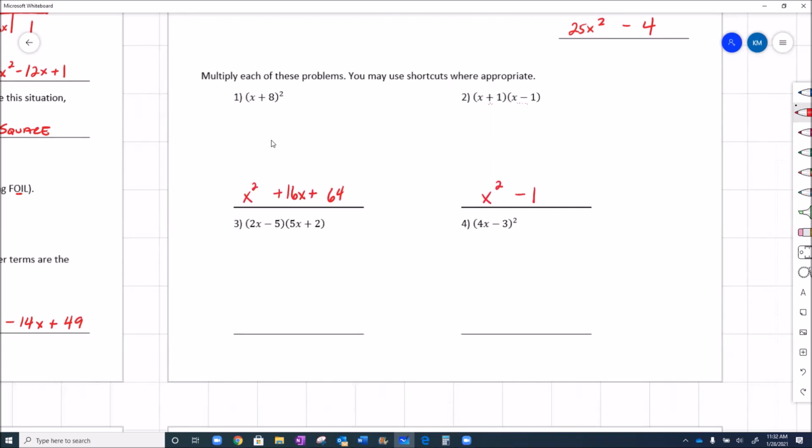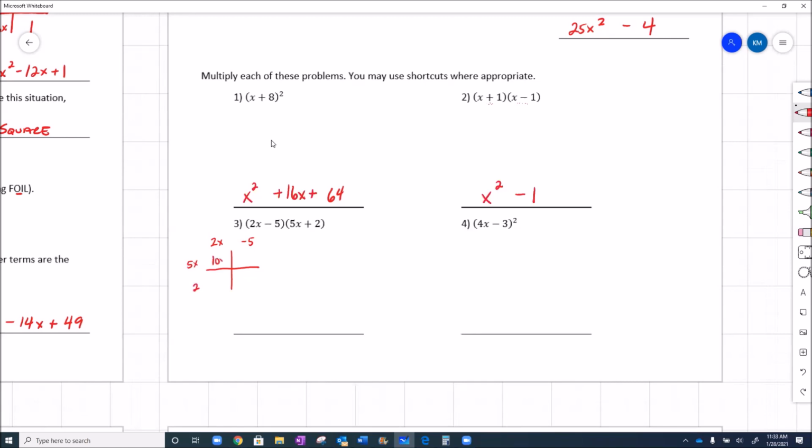Number 3, 2x minus 5 times 5x plus 2. Looks like a shortcut, like we can use that, but we can't. They're not exactly the same except for the sign. So the only way to do this is just to multiply it through, whether that's the FOIL method or the box method. Sorry, I said shortcut. Those are two ways.